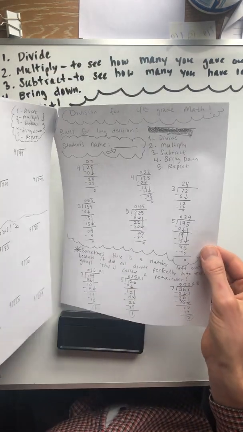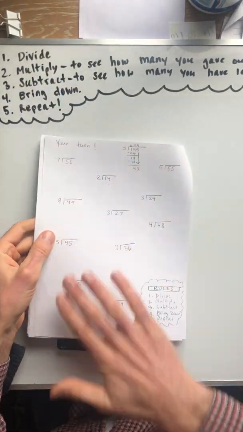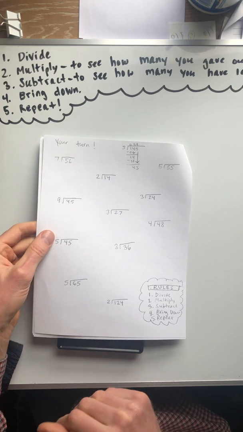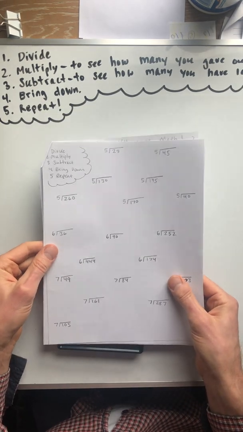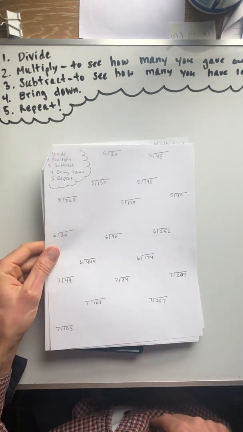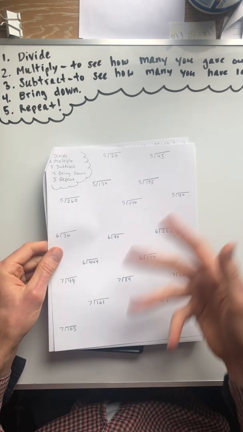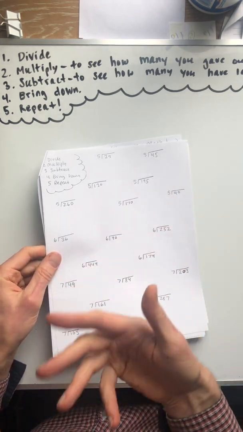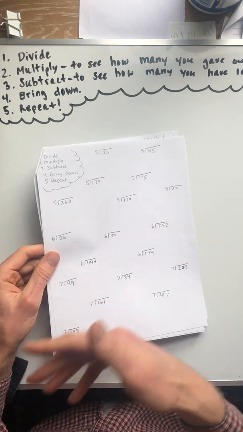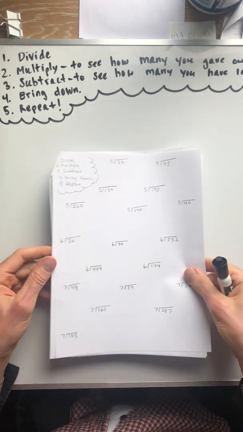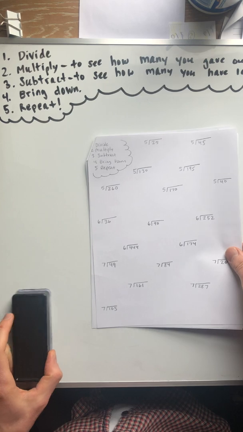We've finished this first page. Now we're looking at this page. There are 18 problems. I'd like you to choose 9 of your choice to solve today, and then tomorrow we'll choose the other 9 and we'll finish the whole thing. So let's look at how to solve these problems.